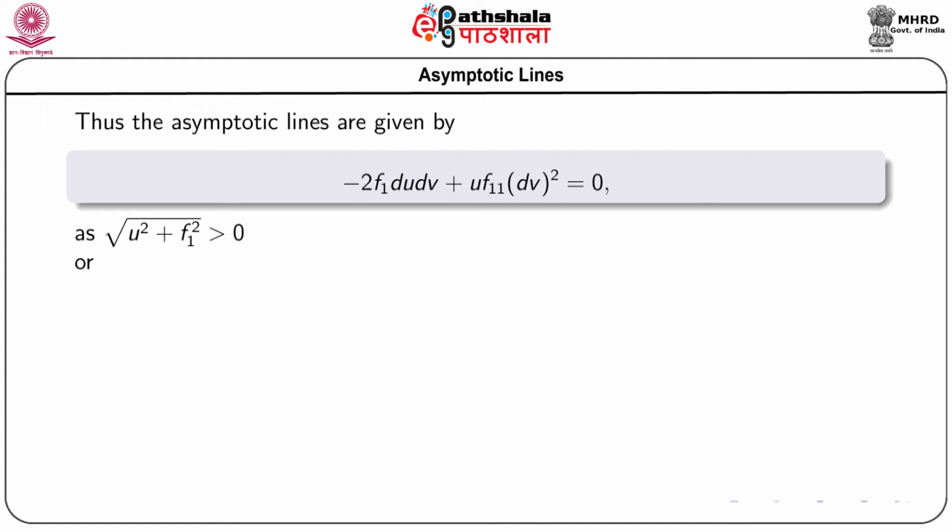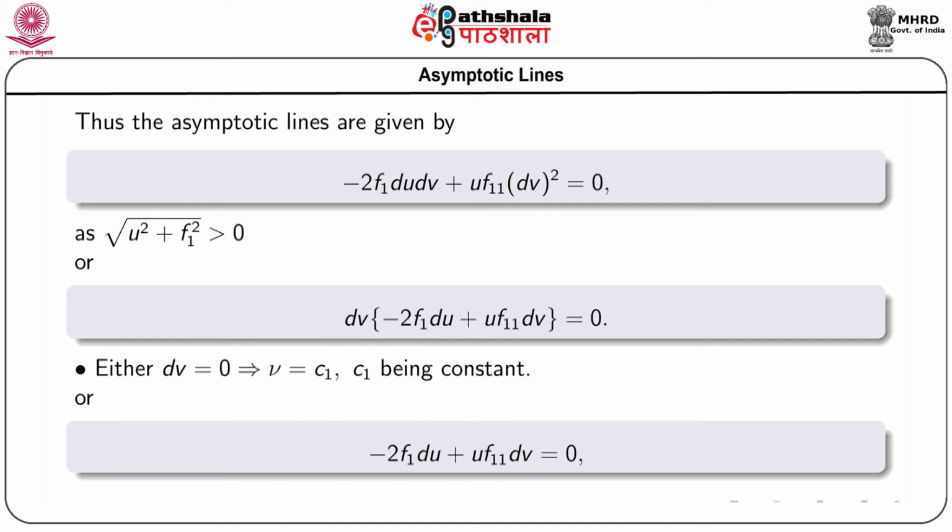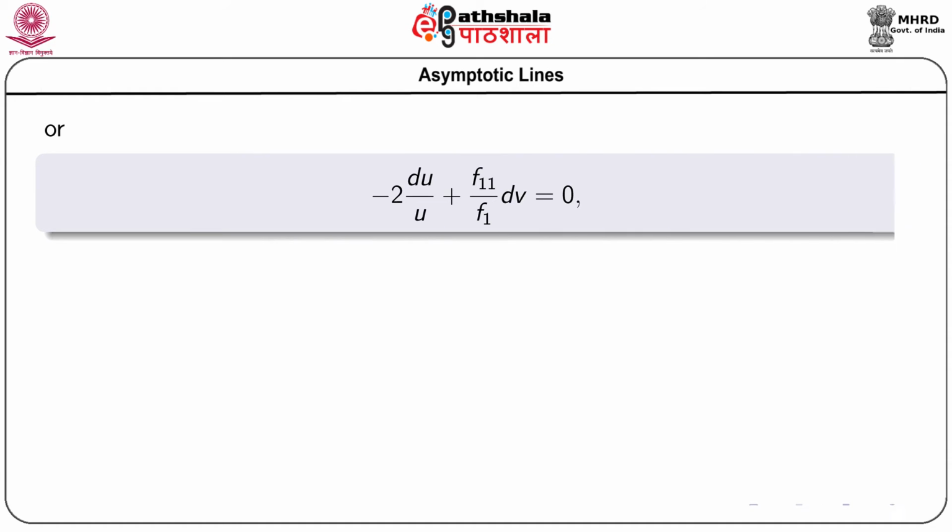as root over u square plus f1 square is greater than 0. This one can be written in this form. So from here we get either dv equals 0, that means v equals c1, c1 being constant, or minus 2 f1 du plus u f11 dv equals 0. So from here we get minus 2 du by u plus f11 by f1 dv equals 0.